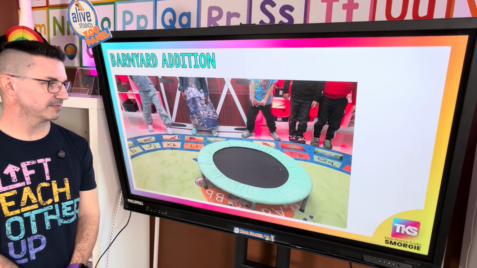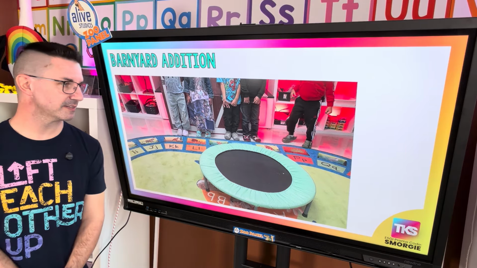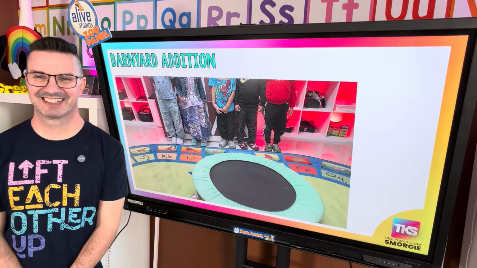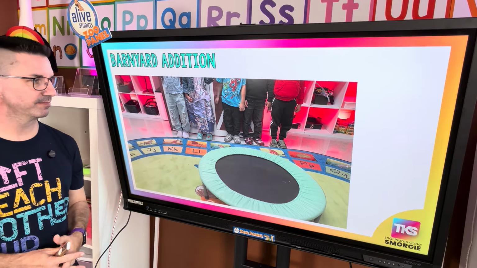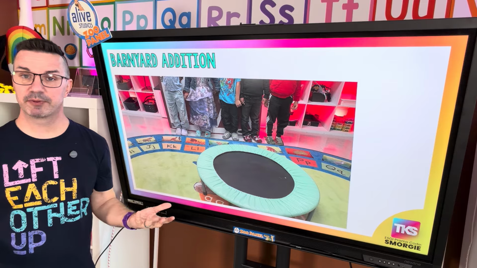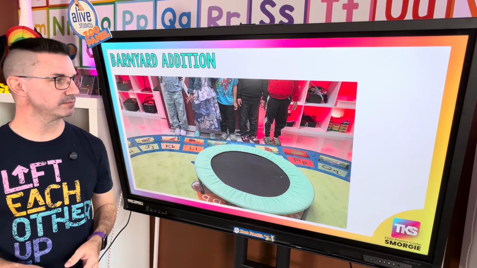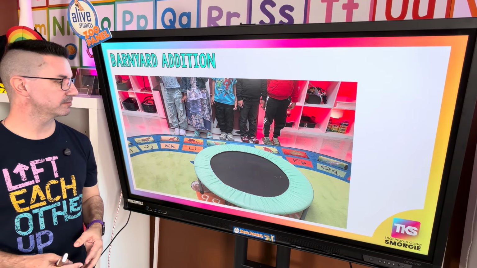So the turkeys go in the barn. 2 plus 3 equals? 5. So 2 plus 3 equals? 5. How did you find out the answer? Counting. And how do we add? Put it together and count.